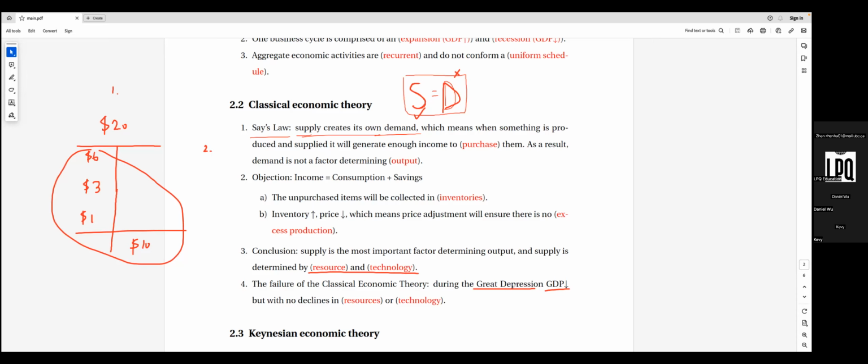Overall speaking, what is the drawback of classical theory? The answer is the time span. Based on classical theory, the classical economists only considered a single time period problem.